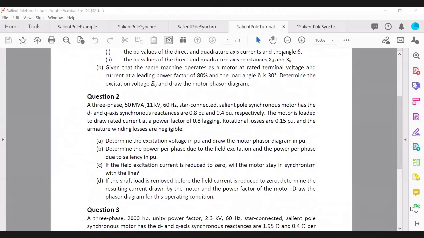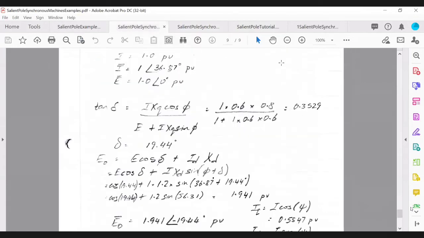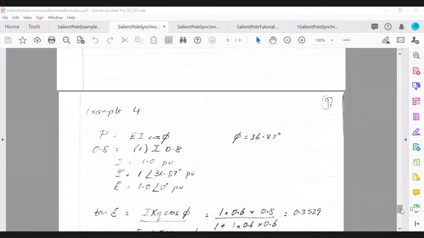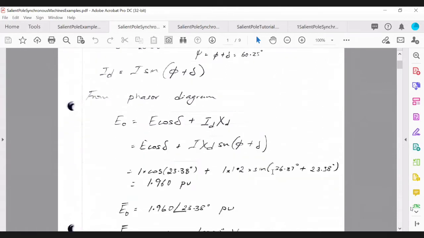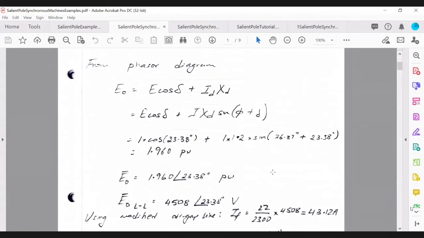So, okay, guys. Yes, can you please go to the solution of the example? I have a question on example 1. Example 1. Okay, 1 second. Yes, that's example 1. Scroll down a little bit. Yes. Once more. Yeah, so how did you get this in the vector of E naught line to line to be 4,508? I didn't get it. How did you get it?